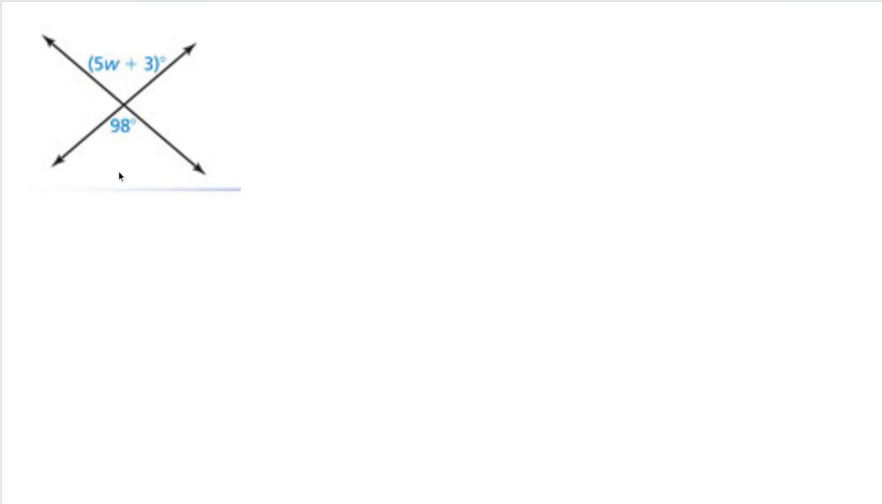Finally, if I have angles that are vertical to each other, that means a line split, these are going to be equal to each other. So that means that 98 degrees is equal to 5w plus 3. I can subtract 3 from both sides and get 95 is equal to 5w, and then divide 5 to both sides and I get 19 is equal to w.